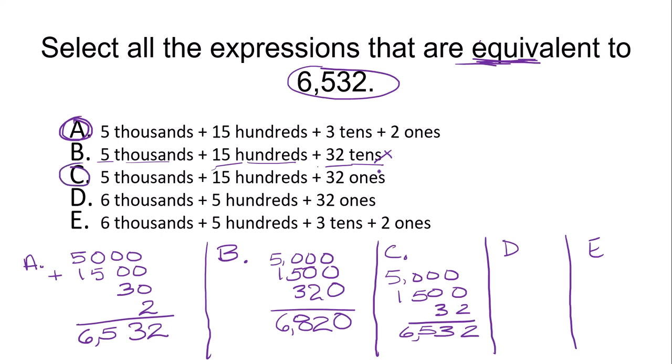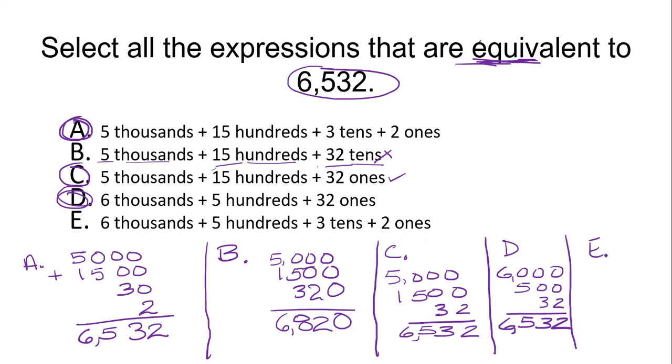How about D? 6,000. So let's add 6, 0, 0, 0. And 500s. 5 and 2 zeros. 32 ones. That's simply 32. So 2, 3, 5, 6. Is that 6,532? Absolutely. So D also works very well.